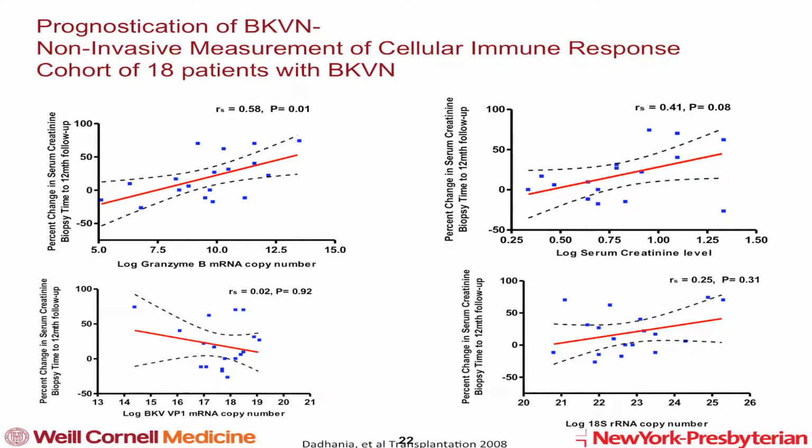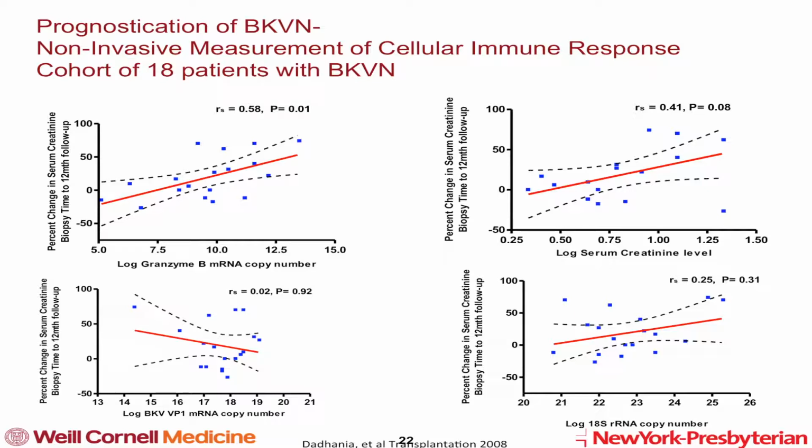So in those 18 patients, what we noted is that if you look at the urine T-cell cytotoxic molecules, granzyme B and perforin, those molecules correlated with the rise in serum creatinine during the subsequent 12 months. So those at risk for graft dysfunction had higher levels of cytotoxic T-cell molecules in the urine at the time of BKVN diagnosis. So perhaps this is a cohort of patients that you would intervene differently, providing immune modulatory therapies such as IVIG or other agents to avoid the subsequent decline in graft function.